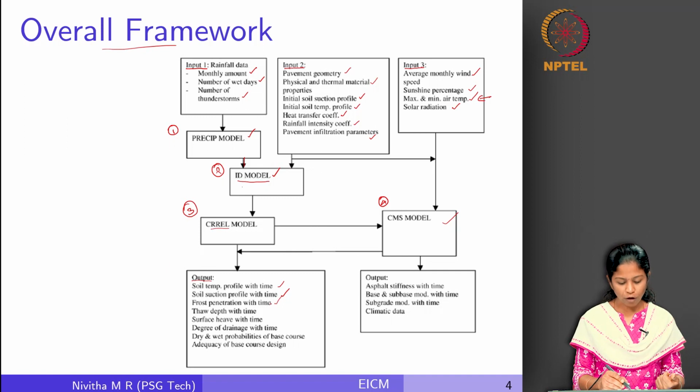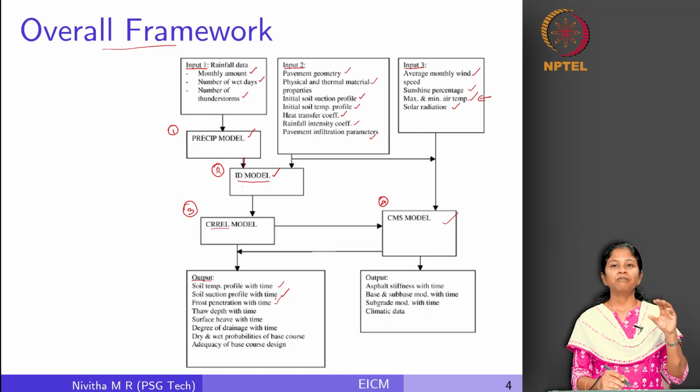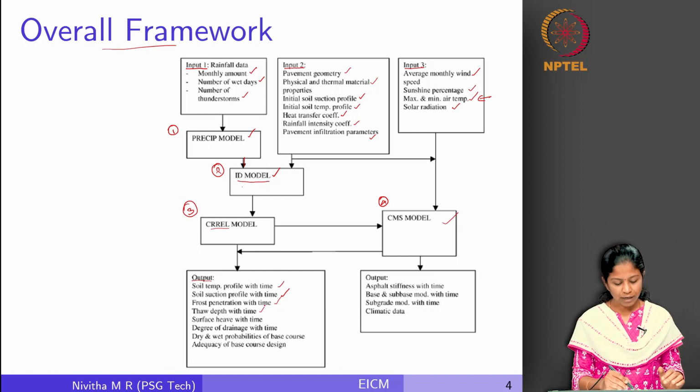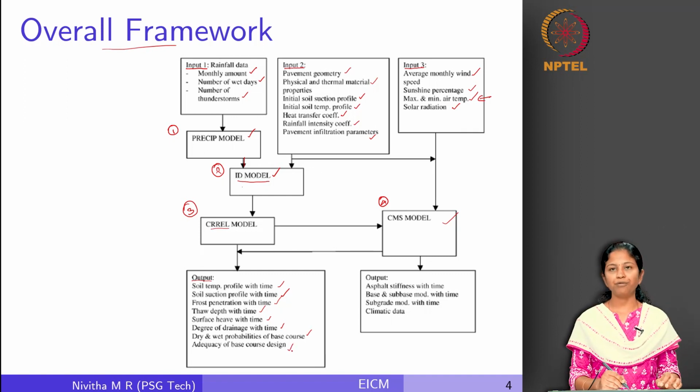Similarly, how much is the frost penetration? We have seen the formation of ice lenses also here. Similarly, the thaw depth, and then how much there is a heave in the surface, and what is the degree of drainage with time, the dry and wet probabilities of base course, and then finally the adequacy of base design. So all of them will be the output parameters that we will get.